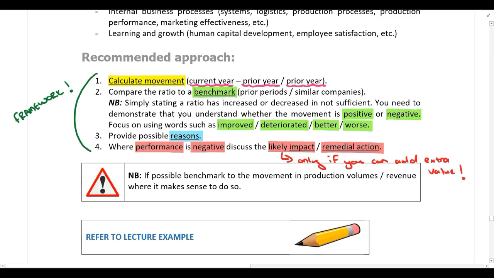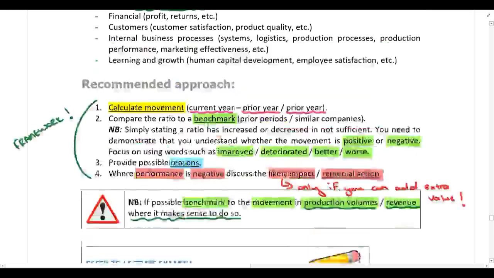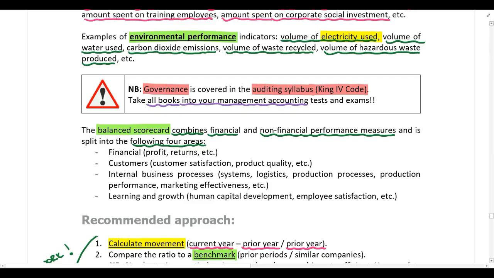Then, in addition to benchmarking to prior periods or similar companies, you can also benchmark to the movement in production volumes or the movement in revenue. Obviously, only where it makes sense to do so. So, for example, guys, if production volumes or if revenue increases significantly from one period to another, I would expect that the company would have to use more electricity because they are producing more. I would expect that they would have to use more water.